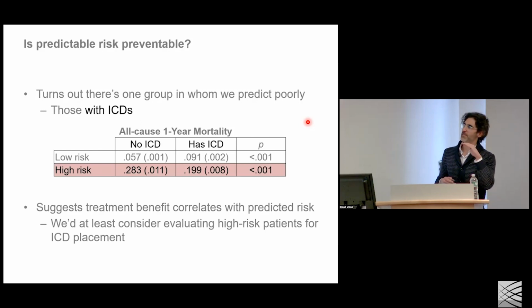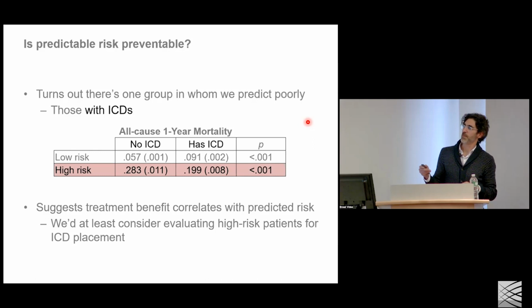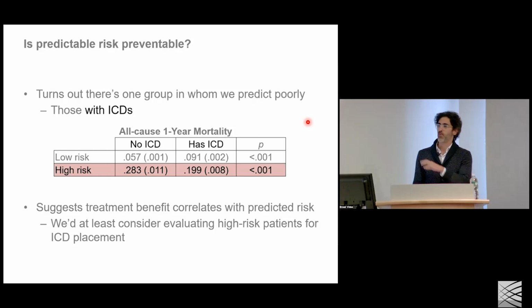So this is a 2x2 table that just shows low risk, high risk, using that cutoff we discussed. And then it looks at the all-cause one-year mortality, with similar results for the sudden cardiac death rate, for the people with versus without an ICD. What you can see is that the low-risk people, if anything, have a marginally higher rate of dying at 1 year when they have a defibrillator versus not, whereas the trend is the exact opposite in the high-risk people.